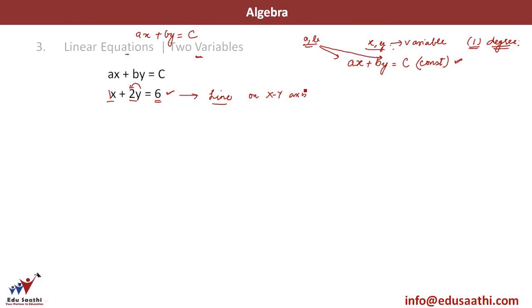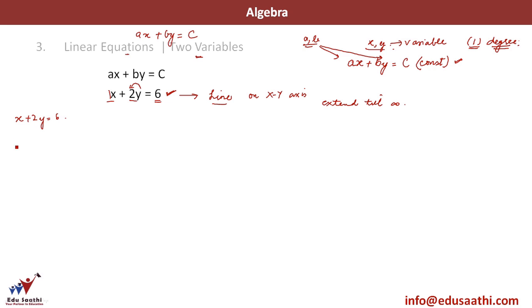So if I look at the xy axis and I plot the points, I will get a straight line. This straight line would extend till infinity. Now look at it. How to draw a line? x plus 2y is equal to 6.